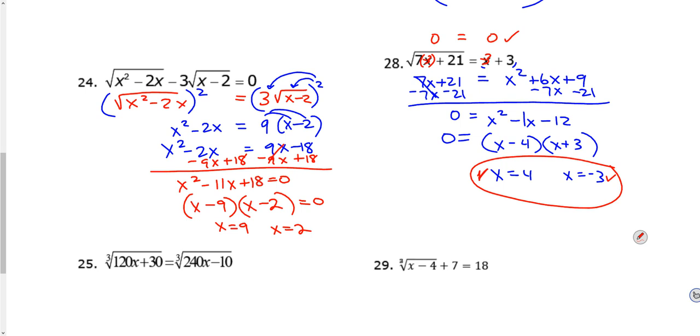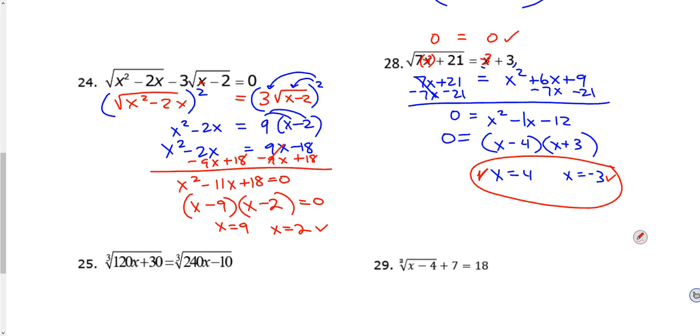If I plug in 2 on the left side, or on the original problem, this gives me 4. 4 take away 4 is 0. And then I plug in 2 in this one. 2 take away 2 is 0. 0 times 3 is 0. 0 take away 0 is 0. So that works. So 2 works.